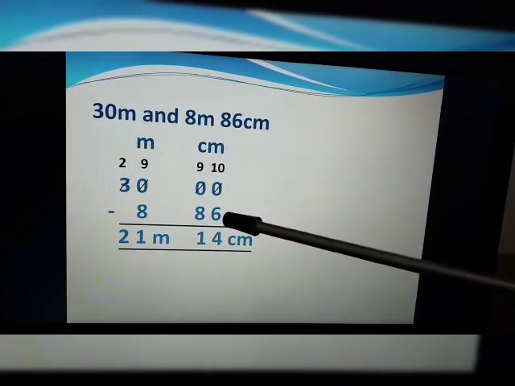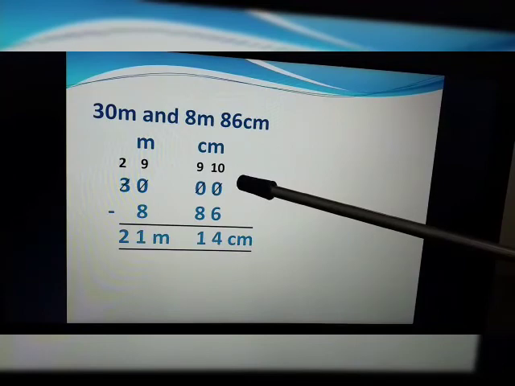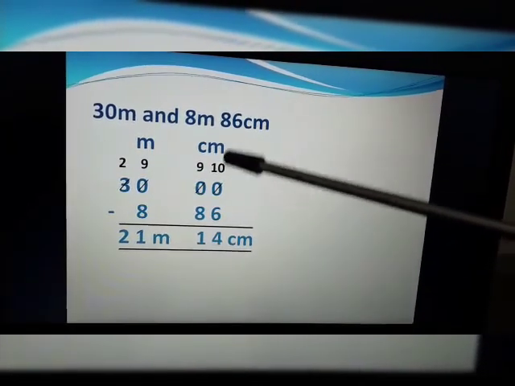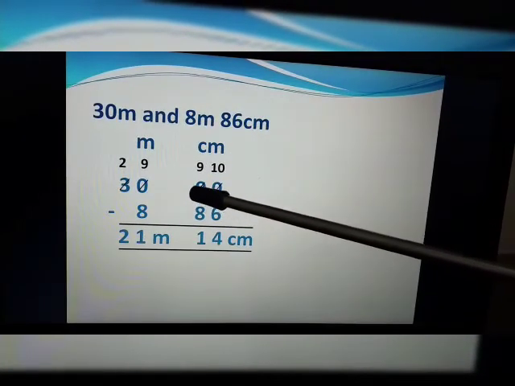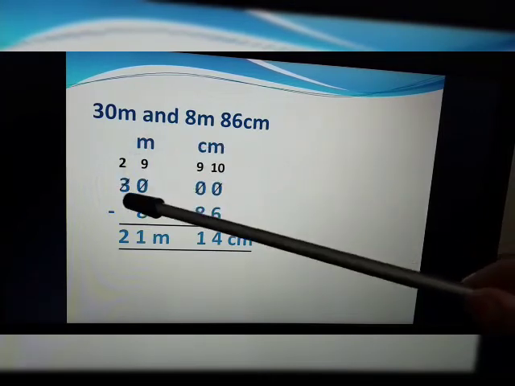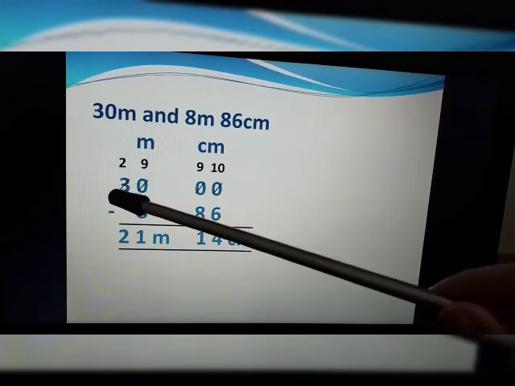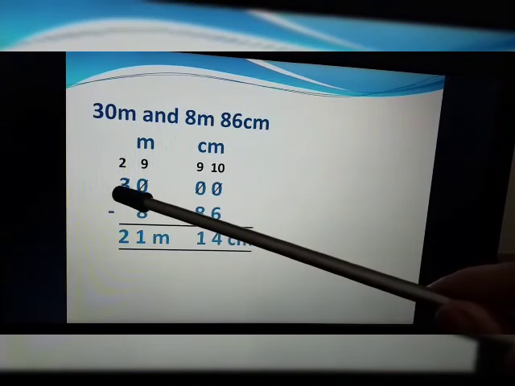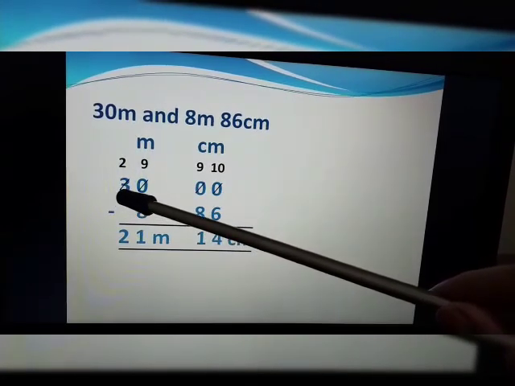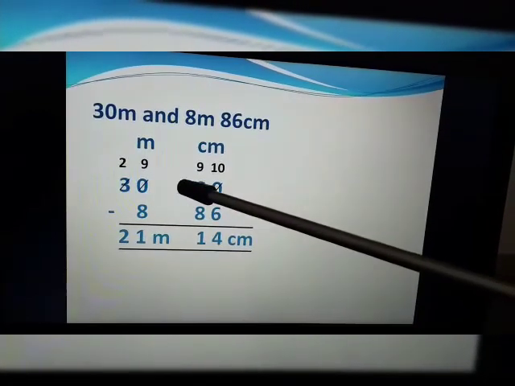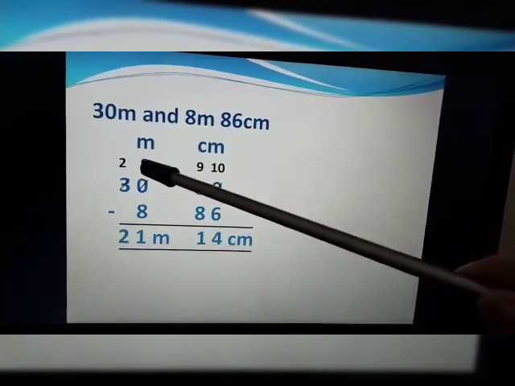Now we can't subtract 6 from 0. So we have to borrow 1 from the next number. So 0 will be 10. Okay, but the next number is 0. So we can't borrow any number from this. Now we will go to the next number. Again the next number is 0. So we have to go to the next number. And the next number is 3. That means we have to borrow 1 from 300. So 300 will be 299.